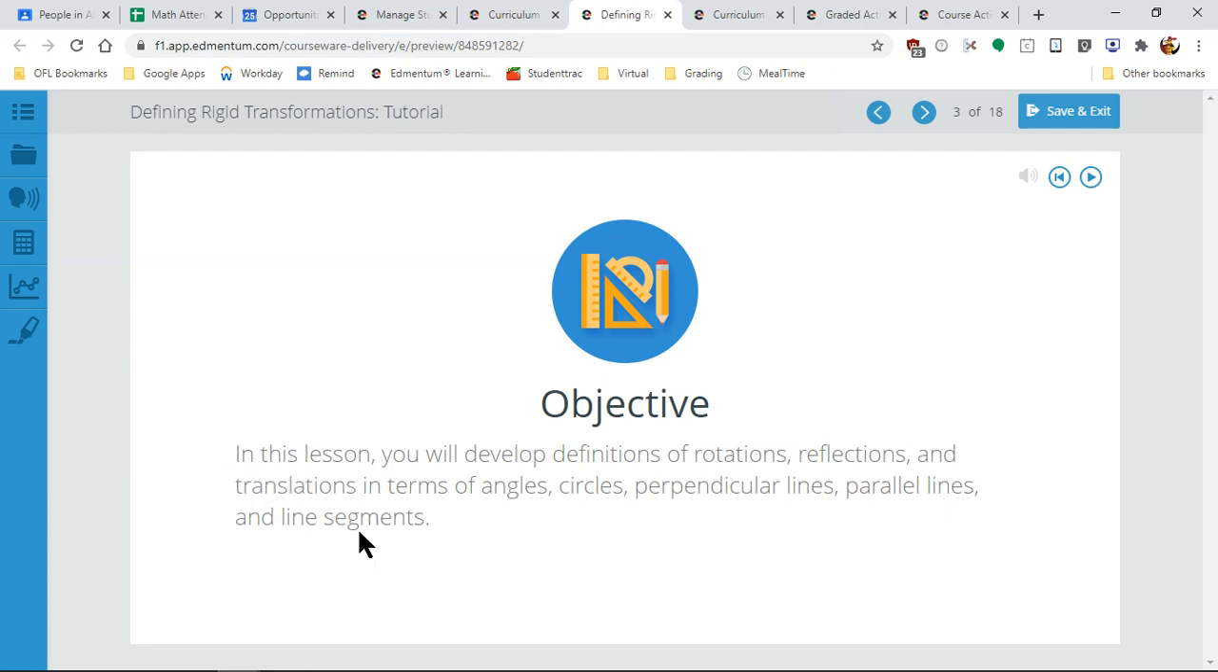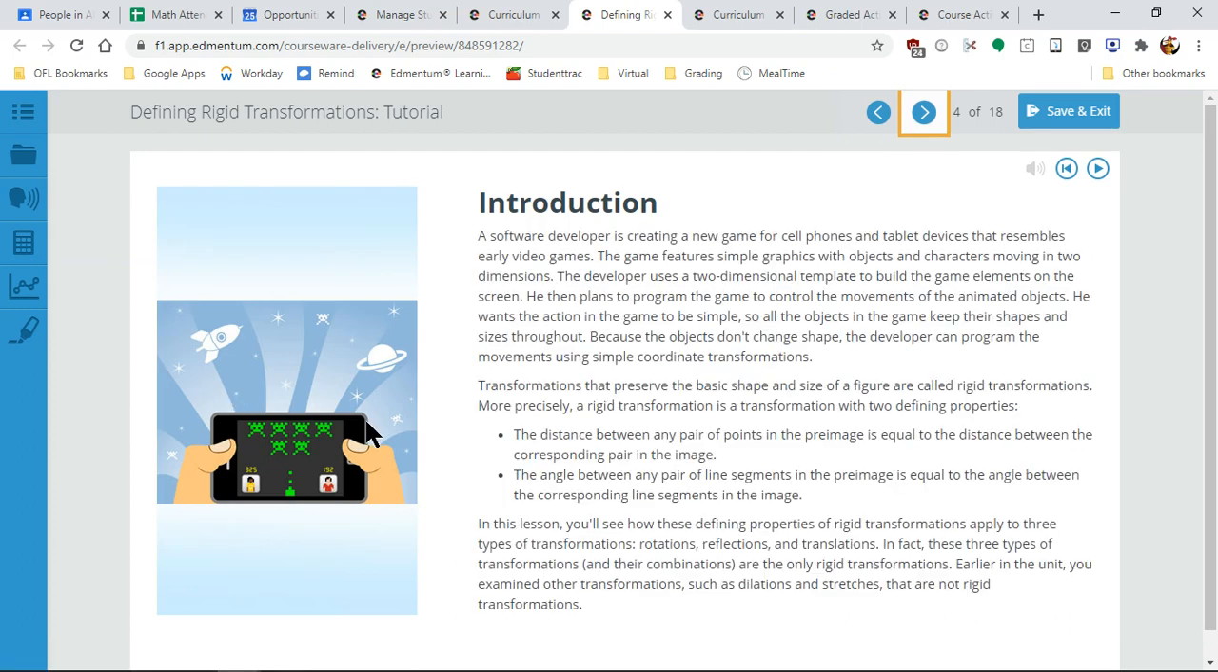So, our goal for today is figuring out what these three words mean in terms of angles, circles, perpendicular lines, parallel lines, and line segments. So we have to understand what these three words mean when it comes to one, two, three, four, five, these four objects. So always take a look at this so you can understand what the goals of the lessons are.